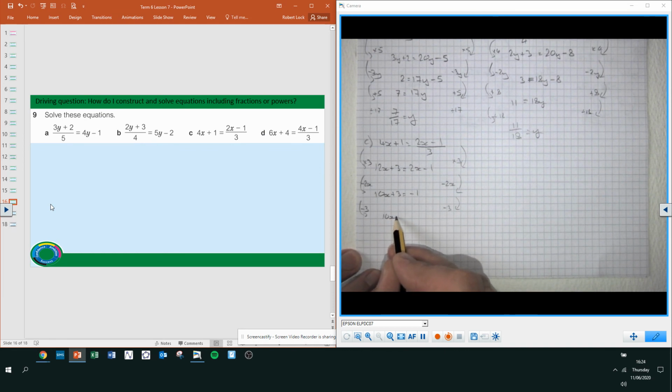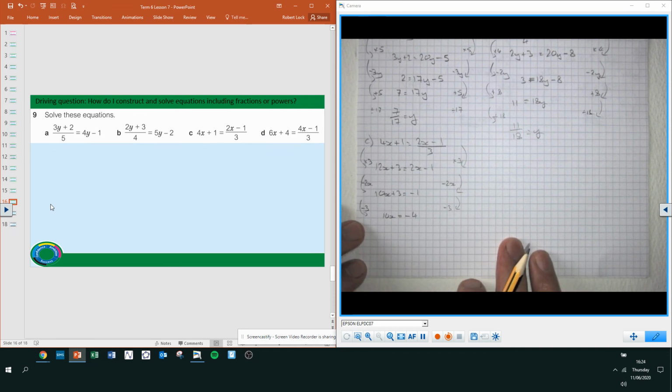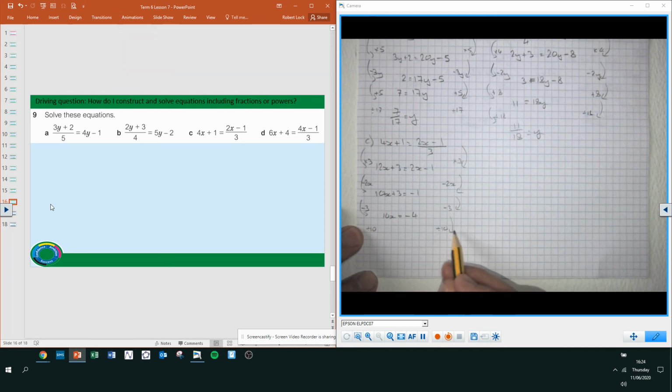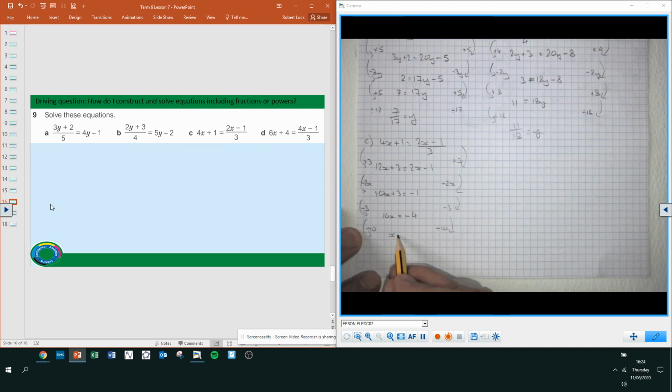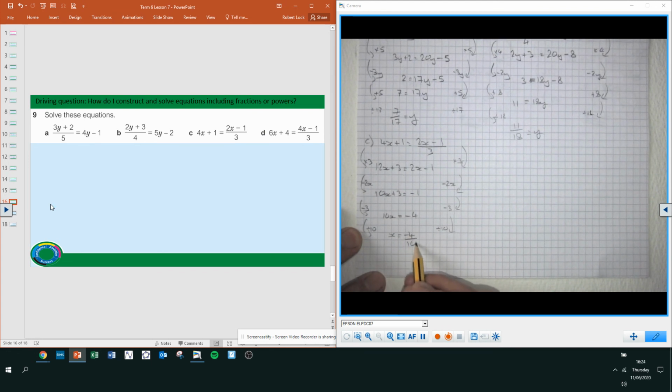10x equals minus 4. Then we divide by 10 on both sides. X equals minus 4 over 10. Now, fractions should be cancelled down to lowest terms at all times. We do know a number that goes into 4 and 10, which is 2. 2 will go into any even number. 4 divided by 2 is 2, so x equals minus 2 over 5.